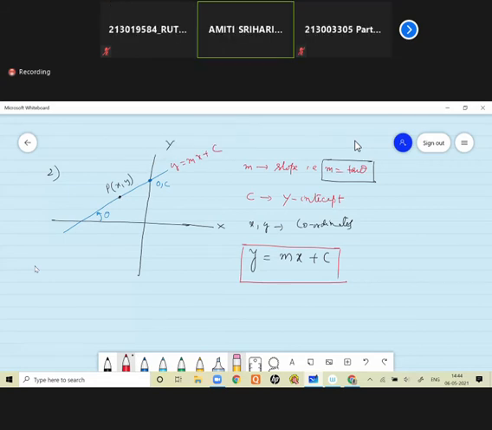I sent you one piece of information, you see, please. y equal to mx plus c is over. Now y is equal to k, x is equal to k, and y is equal to x, that I have to explain, okay?